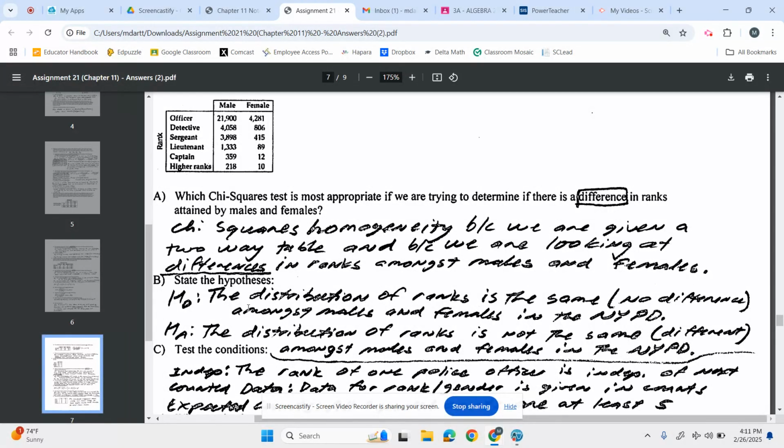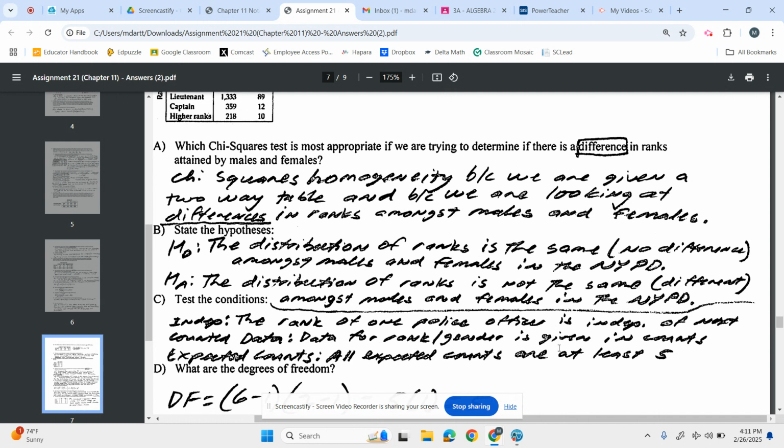If it ever says same, difference, or change, you should be thinking homogeneity because it's talking about difference. So your hypotheses: remember, the null is always the same, so it would be no difference. So the distribution of ranks is the same based on gender. The alternative would be the distribution of ranks is not the same, that it's different among the ranks for male and female gender. Now remember, when you do conditions for homogeneity, you do not have to do 10%. You also do not have to do random because you're using the entire population.